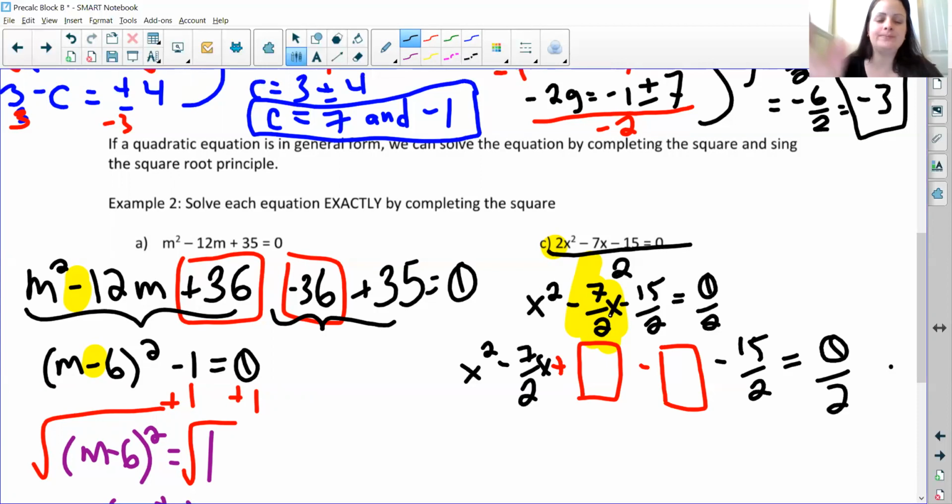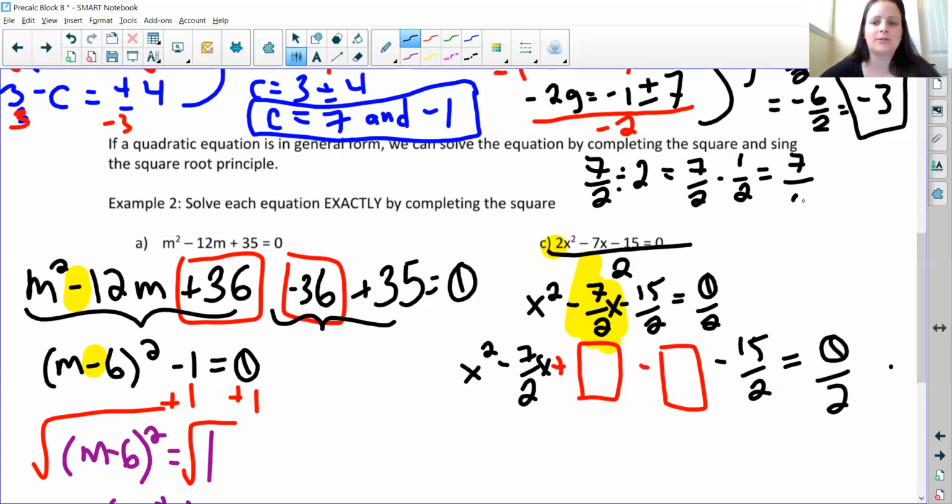All right, so we just need to take half of 7 over 2. So that means we need to divide it by 2. That's the same thing as taking 7 over 2 and multiplying it by the reciprocal of 2, which is 2 over 1, so the reciprocal is 1 over 2. And when you multiply your fractions, you multiply the top by the top, so 7 times 1 is 7, and the bottom by the bottom, 2 times 2 is 4. So 7 over 4 is what half of 7 over 2 is.